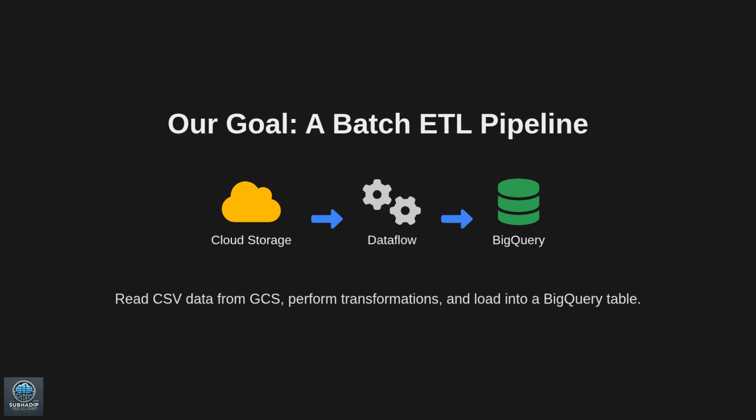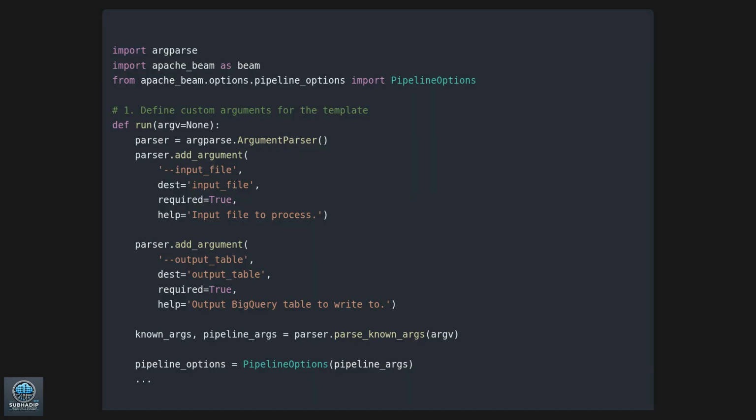Our first goal is to build a simple batch pipeline. This pipeline will read CSV files from a cloud storage bucket, perform some basic transformations on the data, and load the results into a BigQuery table. Let's look at the code.